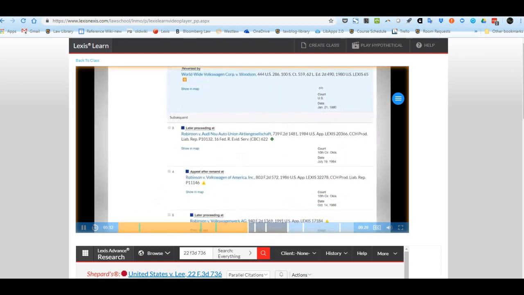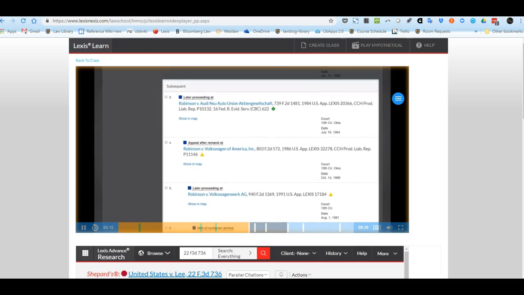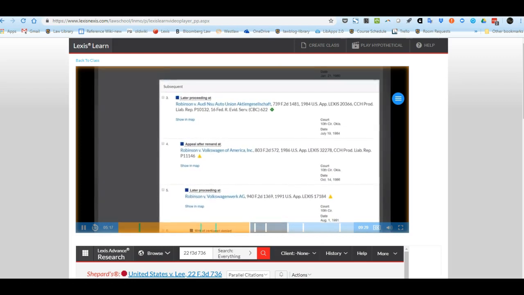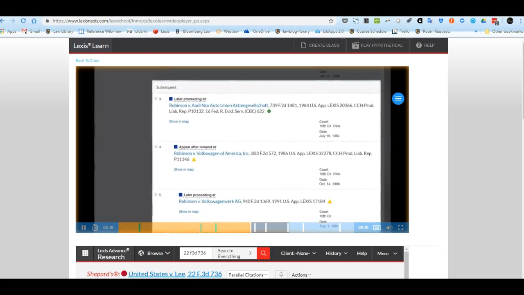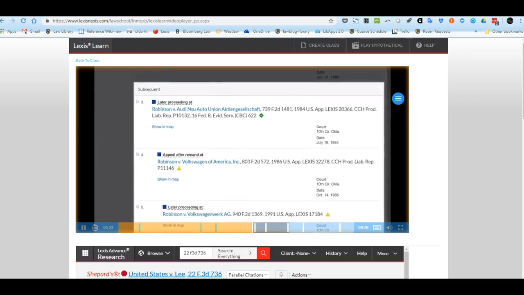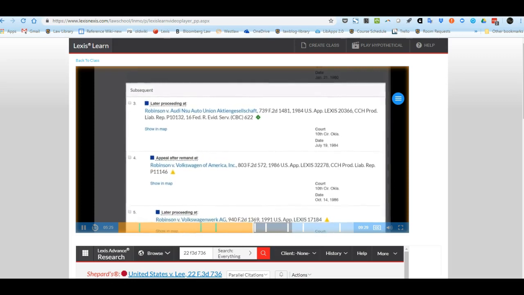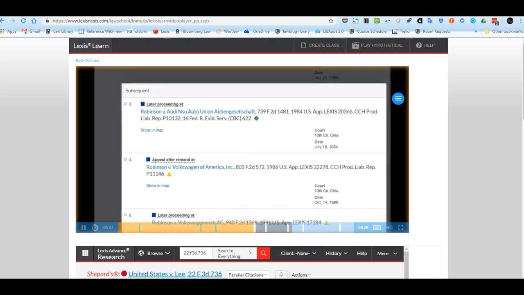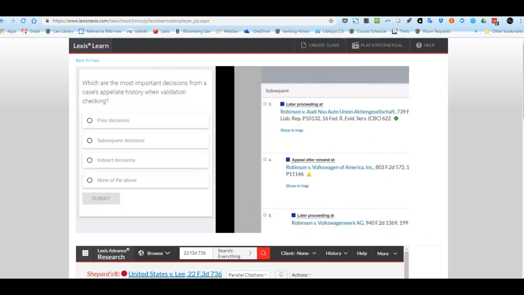What follows are the subsequent decisions that could affect the holdings in Worldwide Volkswagen. When you're using Shepherd's to determine if a holding from your case is still valid authority, these subsequent decisions are the most important cases for your review. So again, these subsequent decisions in the litigation chain are cases that are related within the litigation of whatever case you're looking at, in our example, Worldwide Volkswagen.